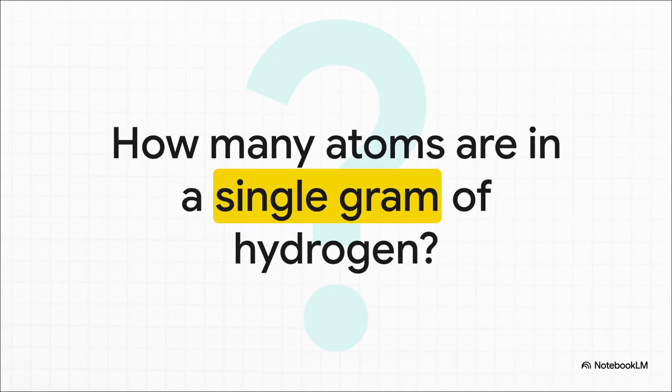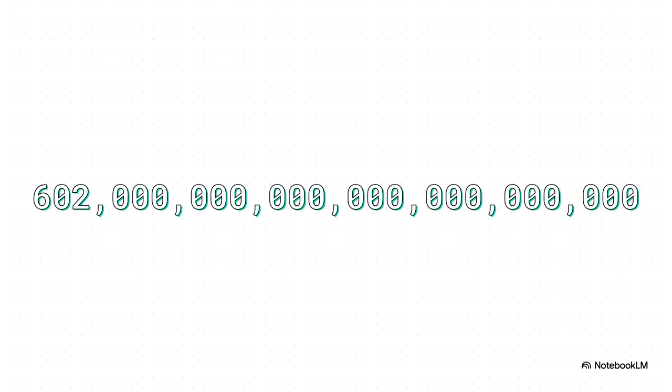So, to really get a feel for the problem we're talking about, let's start with a question. How many atoms do you think are packed into just one single gram of hydrogen? Go ahead, take a guess. The answer is this monster of a number, 602 sextillion. I mean, just look at all those zeros. Can you imagine trying to write this out every single time you needed it? Or worse, punching it into a calculator? You're just begging for a typo that could throw off your entire experiment.